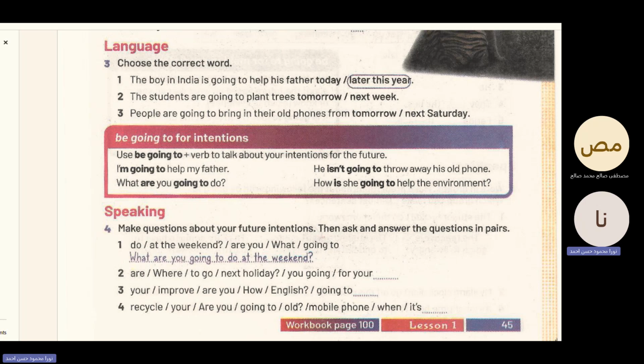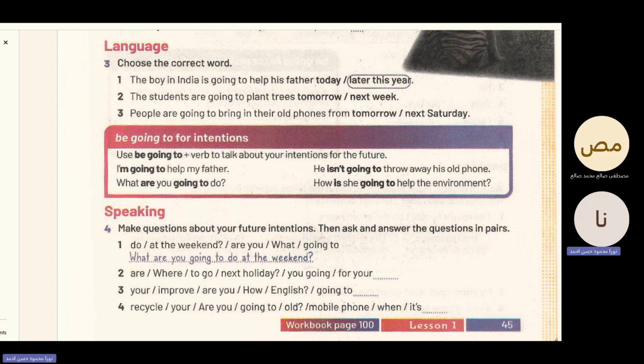Okay, excellent. Let's have more practice using be going to for future intention. Here we have words that aren't in the correct order, and I want you to form the question. Ask and answer the questions. For example, what are you going to do at the weekend? I'm going to visit my grandma, for example.